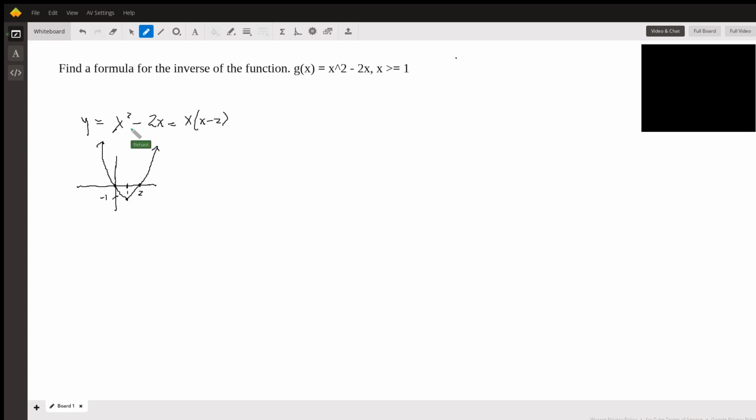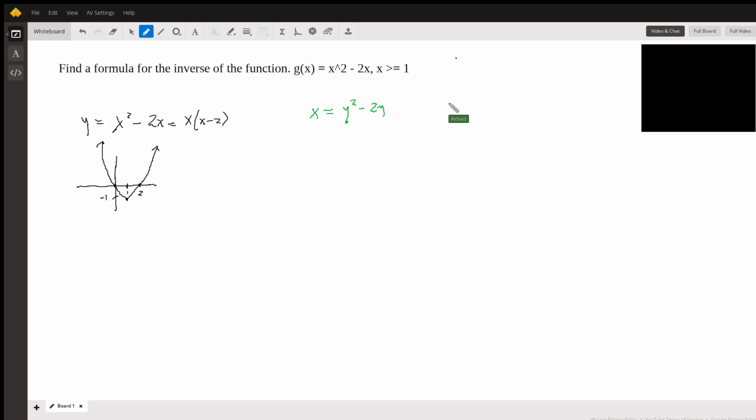We're going to just swap the x and the y, so you're going to get that x is equal to y squared minus 2y. Now, the trick here is we need to isolate the y. We need to solve for y. We're going to do that by completing the square.